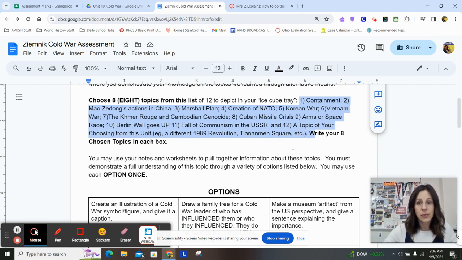So you can use Canvas. You can use your notes. You can use any handouts that I have. But you can't use other people. You're going to do this. You're going to show me you understand this information, right? So here are the different topics.